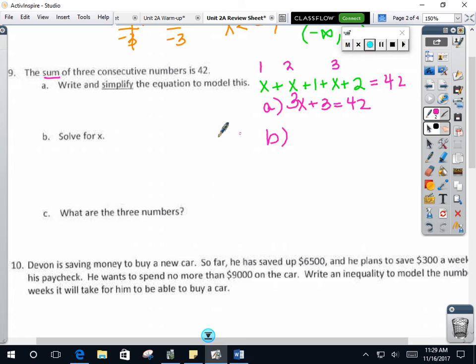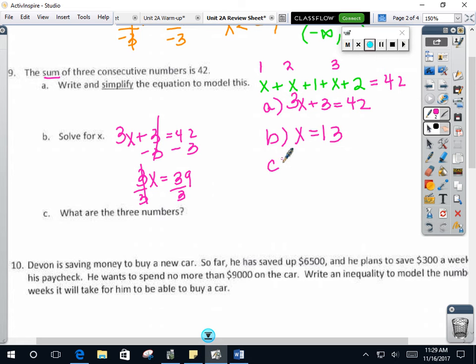Part B wants us to solve for x. Right, subtract the 3 from both sides and get 3x equals 39. And now what do I do? And x equals 13. So that's the answer for B. And then part C wants to know the three numbers. Well, if x is 13, the next numbers and the next numbers. And what should you do to make sure you've done it right? Add them up and make sure they sum up to 42.